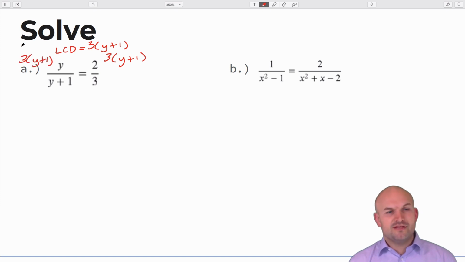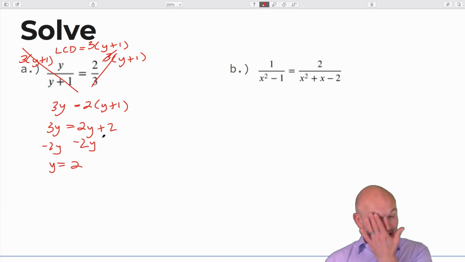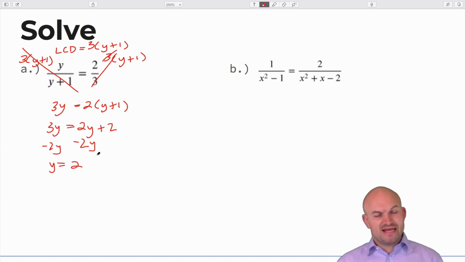By doing that, you can see that my y plus 1's divide out, leaving me with a 3y. And here, my 3's divide out, leaving me with a 2 times y plus 1. As you get more familiar with this, you can distribute that 2y plus 2. Then let's get the y's to the same side, and we get y is equal to 2. And obviously, you can now go back to your original equation and say, yeah, that works.